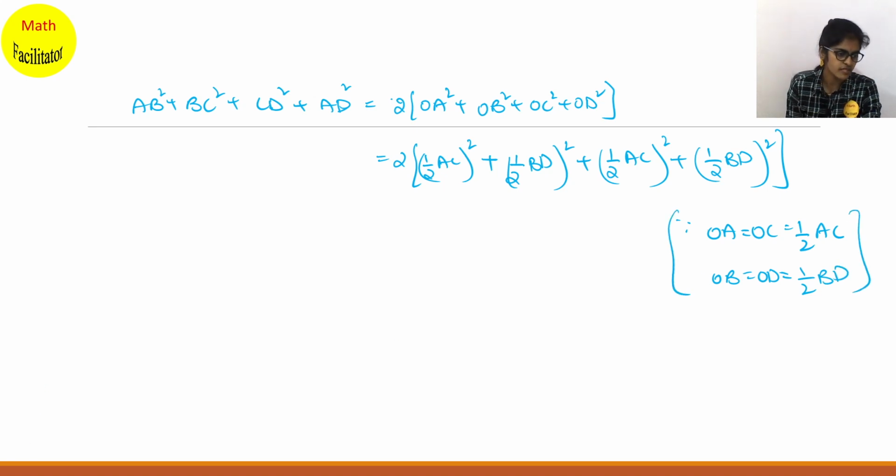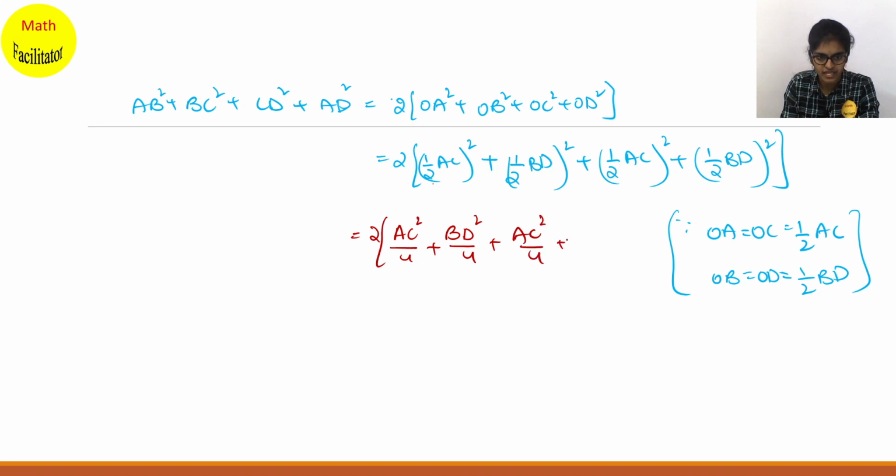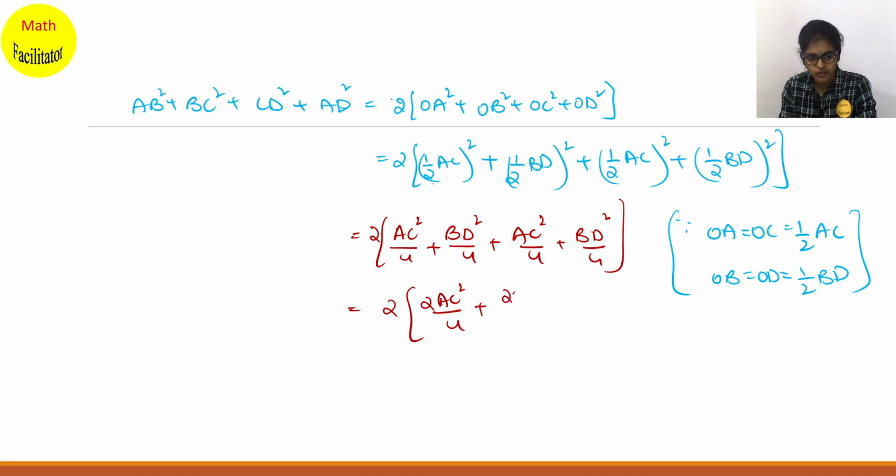So now simplifying this, you'll get the answer. So that is equal to 2 times, 1 by 2 whole square is 1 by 4, and you have AC square by 4 plus BD square by 4 plus AC square by 4 plus BD square by 4. So AC square you have 2 times AC square by 4, plus BD square also you have 2 times BD square by 4.